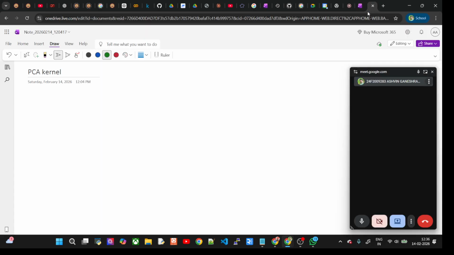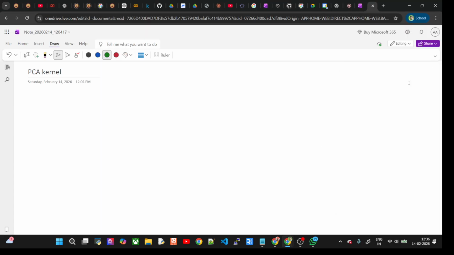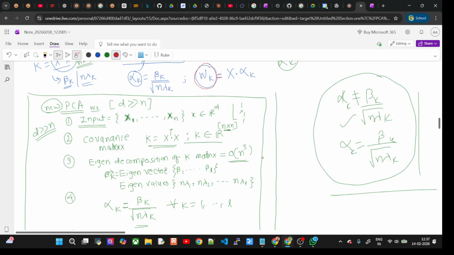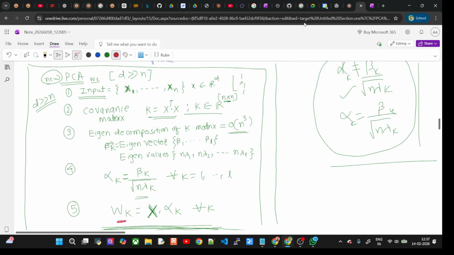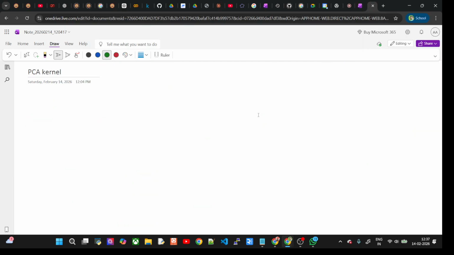Okay, so point number 2. Maybe now I'm not continuing with the same note, I will just open another one. So we solved our issue number 1, when d is greater than n.